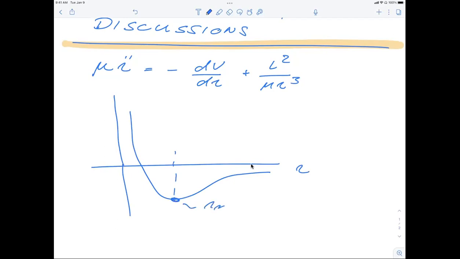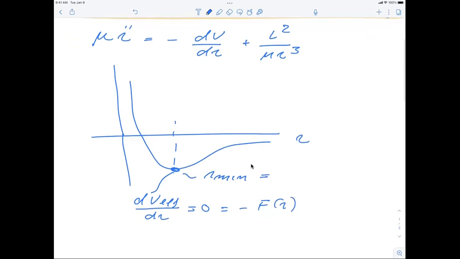we found this R min on Wednesday by taking the derivative of the effective potential and requiring that derivative to be equal to 0. So this is this specific point here. We require that dV effective of d of r is equal to 0. That is the same as minus the force, which again is the same as minus mu times r double dot. Okay, so these are equations which we have been solving. So that means that the radial acceleration is 0.